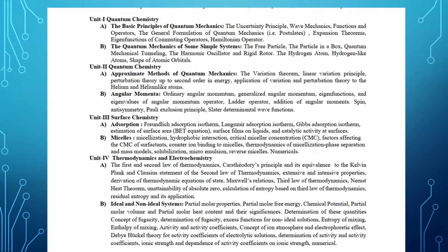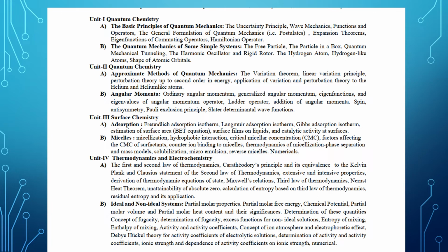B. Ideal and non-ideal systems, partial molar properties, partial molar free energy, chemical potential, partial molar volume and partial molar heat content and their significances. Determination of these quantities. Concept of fugacity, determination of fugacity. Excess functions for non-ideal solutions. Entropy of mixing, enthalpy of mixing, activity and activity coefficients.